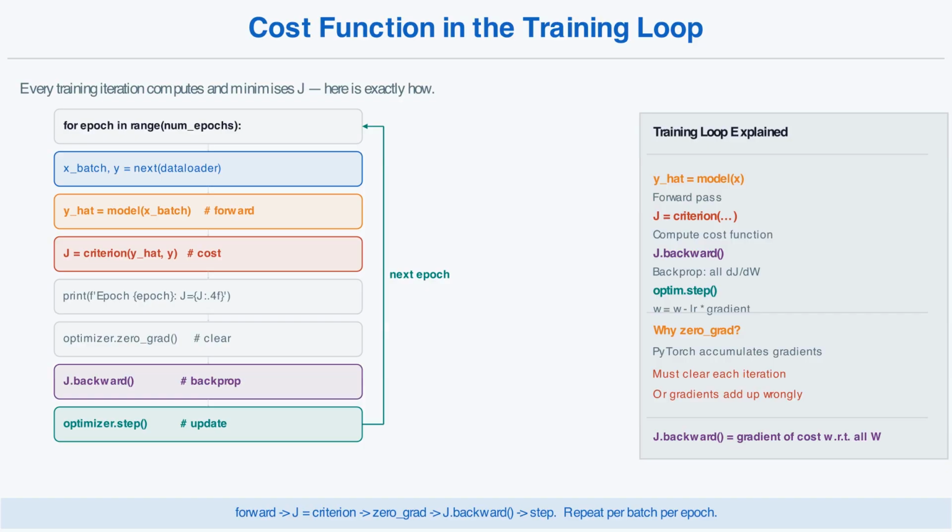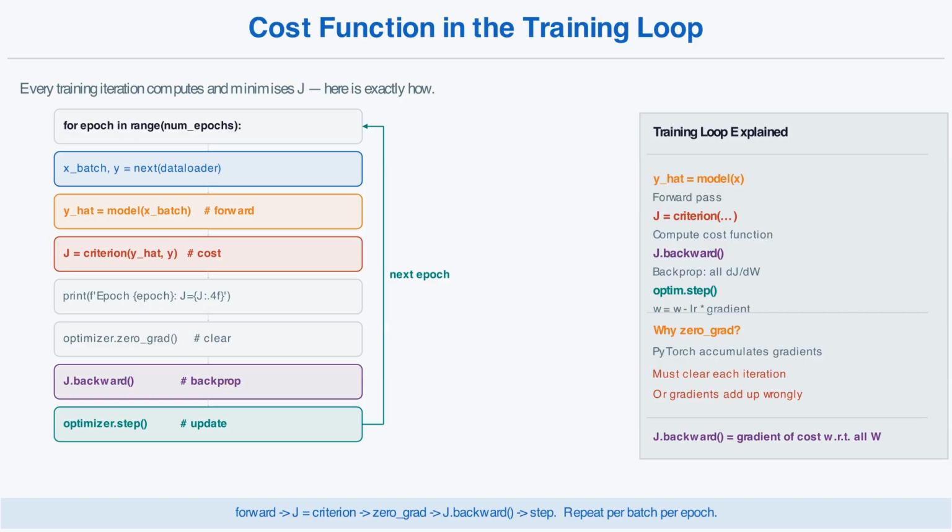Now the critical 3-line sequence. First, optimizer.zero_grad. This clears the gradients stored from the previous iteration. PyTorch accumulates gradients by default. If you skip this step, gradients from the previous batch are added to the current ones, causing incorrect updates.